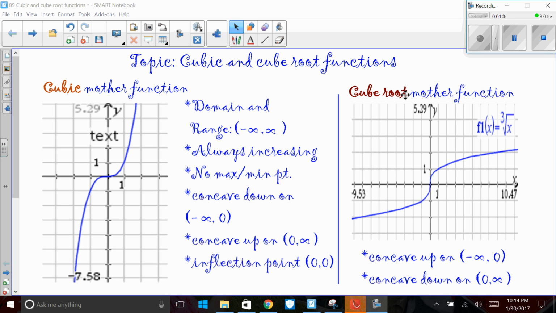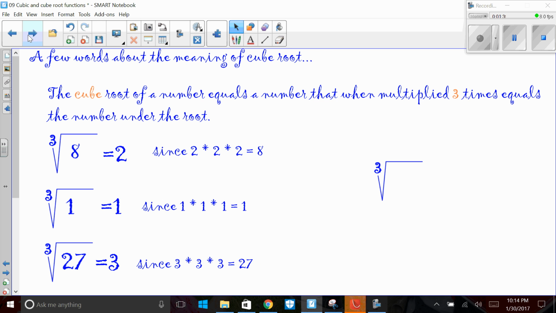But for the cube root function, we have to talk a little bit about what the cube root of a number is. The cube root of a number equals a number that when multiplied 3 times equals the number under the root. So for example, cube root of 8 equals 2 because 2 times 2 times 2 equals 8. Cube root of 1 is 1 because 1 times 1 times 1 is 1. Cube root of 27 is 3 because 3 times 3 times 3 is 27. Can you come up with your own cube root? And then you could check it with the calculator. I'll show you how.